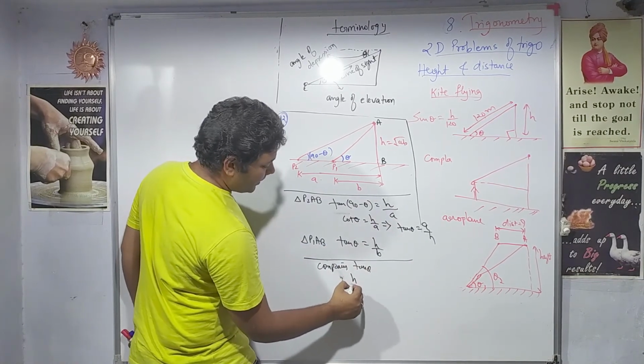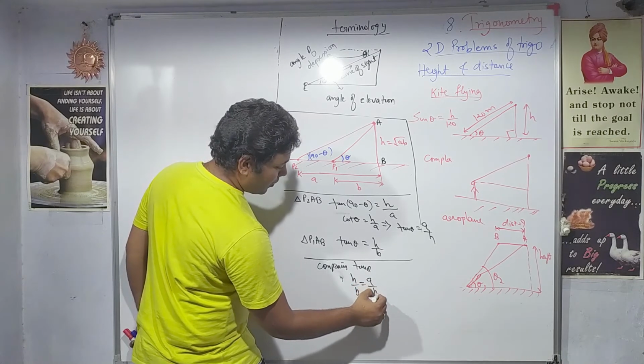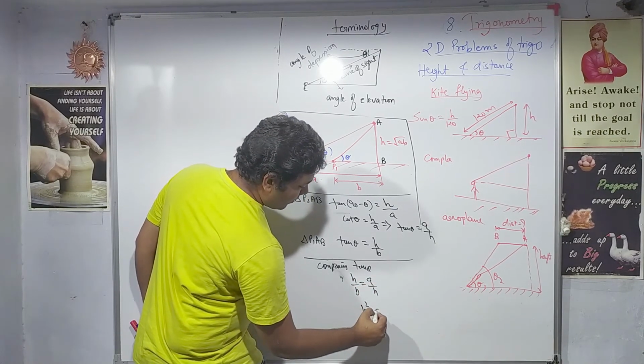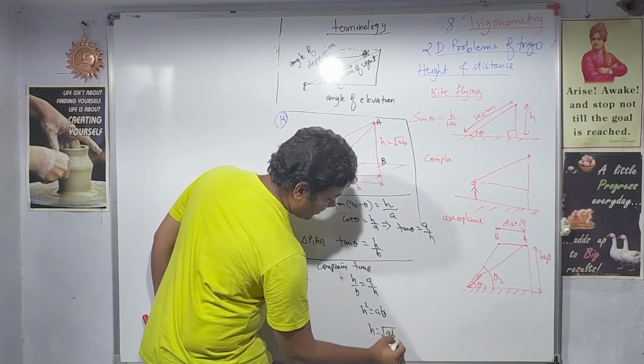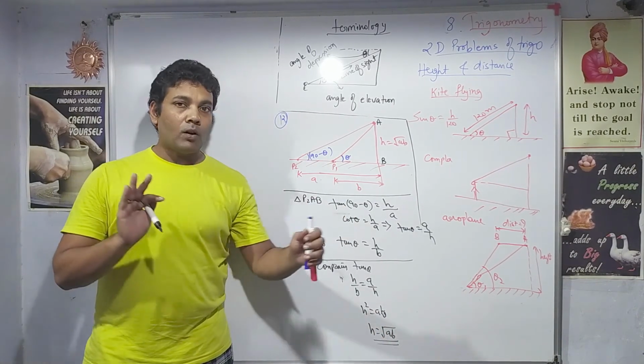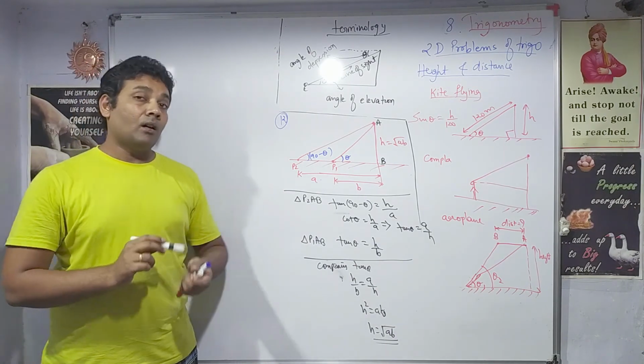So comparing tan theta, h upon b is equal to a upon h. h square is equal to AB. h is equal to square root of AB. Simple. But here the question was quite twisted, with a long sentence.